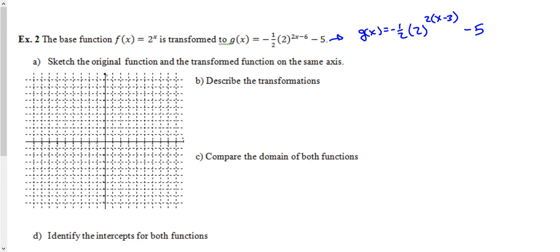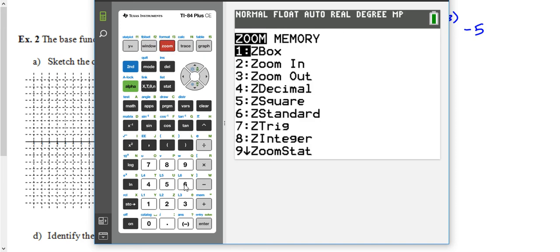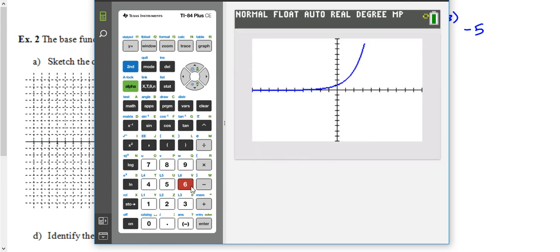Loading up my graphing calculator, I get the following. Here I have 2^x as my y1, that's my base function, and here in y2 is my transformed equation. I'm going to hit zoom 6 before I hit graph, because I know I played around with my window settings. Zoom 6 puts it back to a normal 10 by 10. So there we have it. There's my graph: my original going upwards and my second one going down.